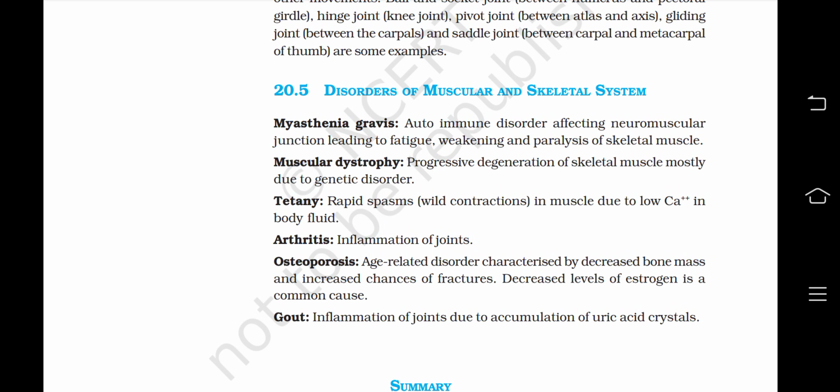Now here we end the second part of chapter 20, locomotion and movement.